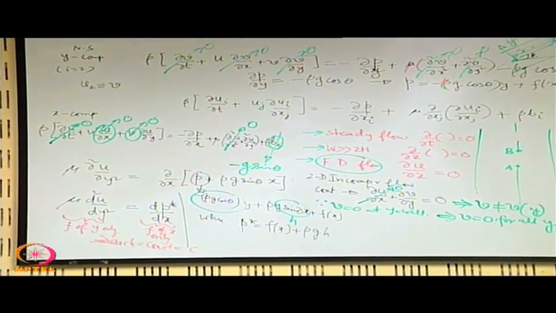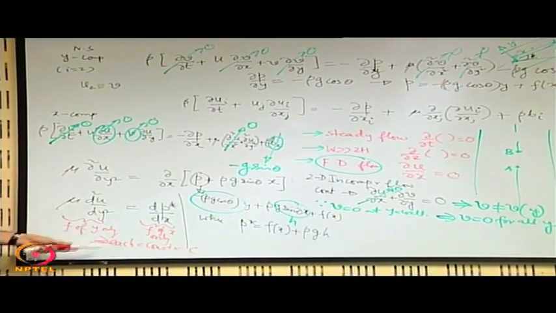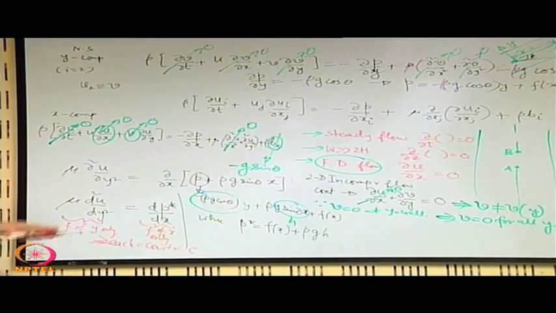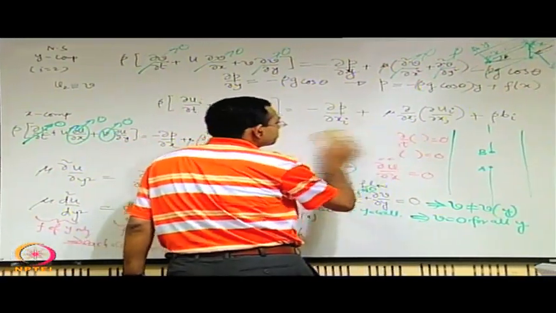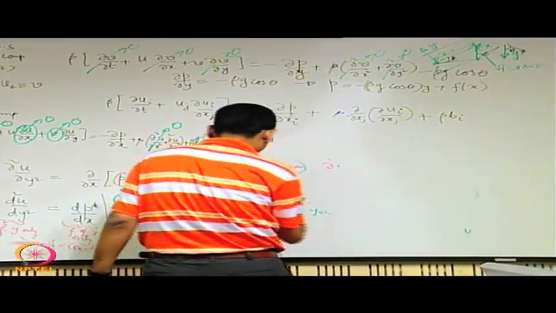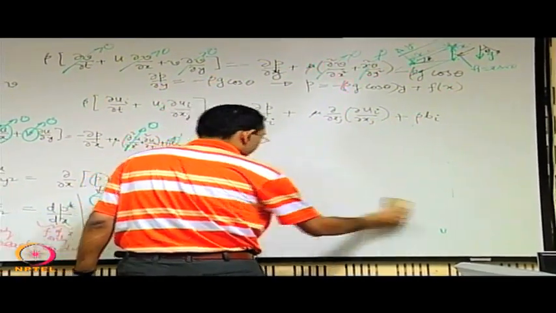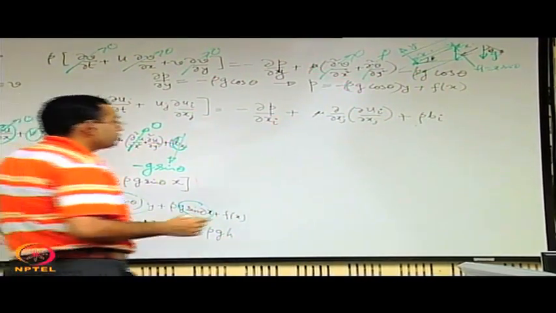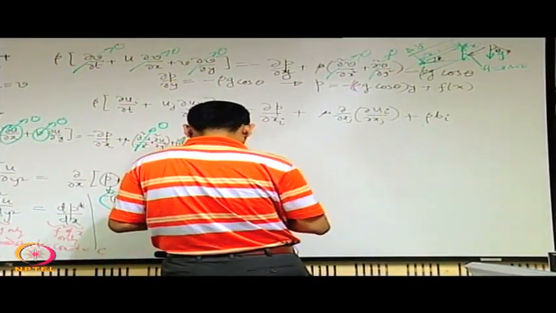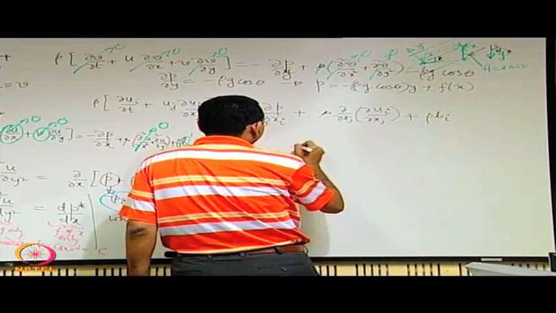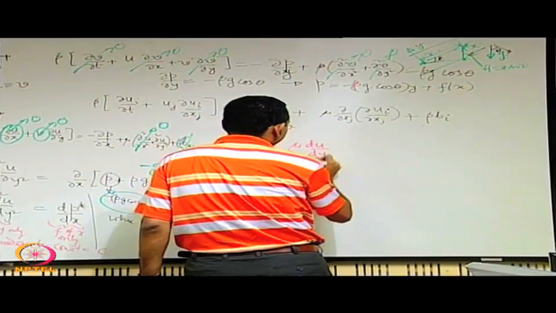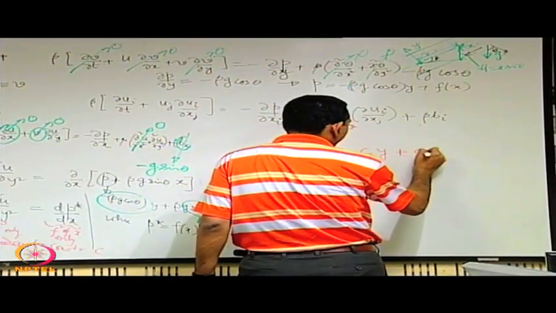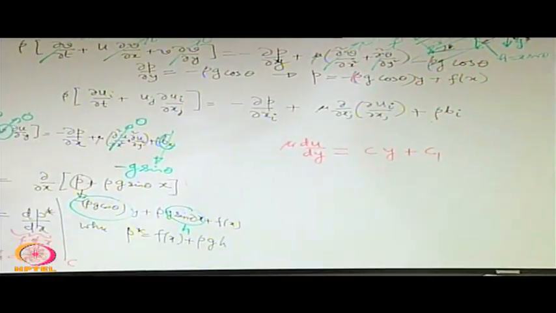So once you have each equal to a constant, the remaining work will be easy because you may integrate it twice to get the velocity as a function of y. So let us quickly do that. If we integrate it with respect to y, you have mu du dy is equal to cy plus c1, right.